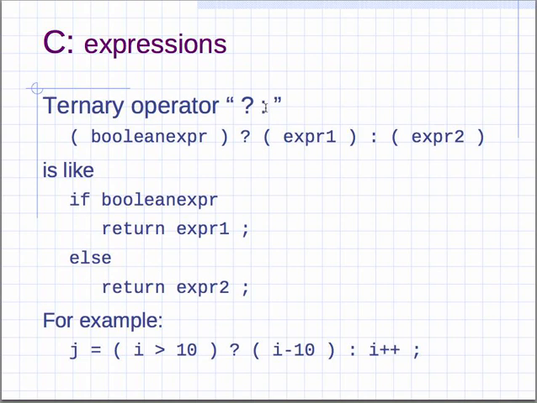I guess it's the only one, I think. So there's a left-hand side of the question mark, the right-hand side of the question mark, which is also the left-hand side of the colon, and then the right-hand side of the colon. So three operands. That's why it's called the ternary operator.